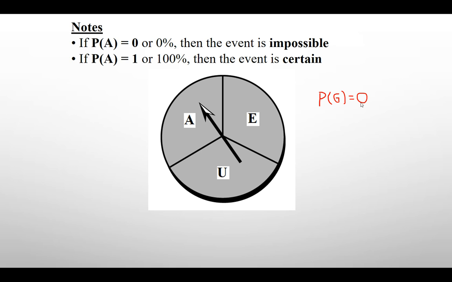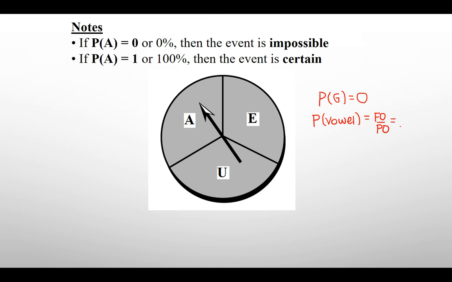If the probability of an event occurring is equal to 1, or if you converted that to a percentage by multiplying by 100%, then that means the event would be certain. So if I said here, what's the probability of spinning the spinner and getting a vowel? Well, A, E, and U, they're all vowels. Therefore, the probability of doing that would be, if we go into our equation, favorable outcomes over possible outcomes.